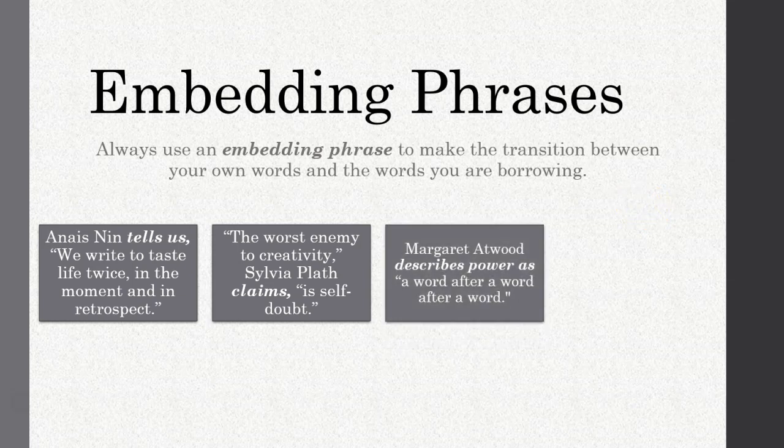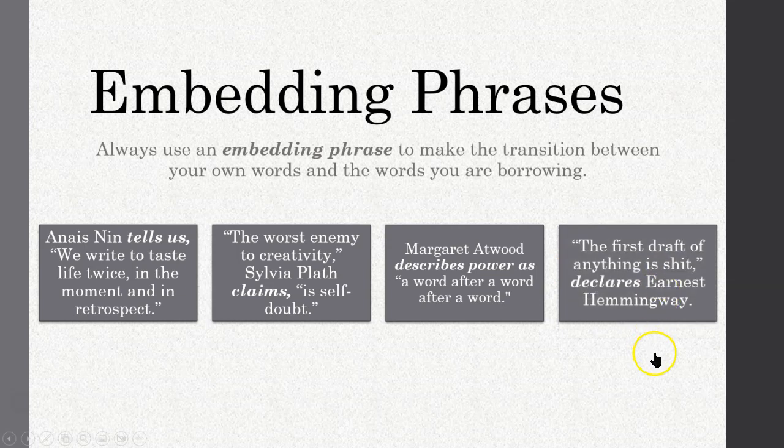Next, we have Margaret Atwood describes power as a word after a word after a word. So this is a good example of making sure that we use clear, precise, and descriptive embedding phrases. So we're saying that she describes it, and we're saying what the topic is. And finally, the first draft of anything is shit, declares Ernest Hemingway.